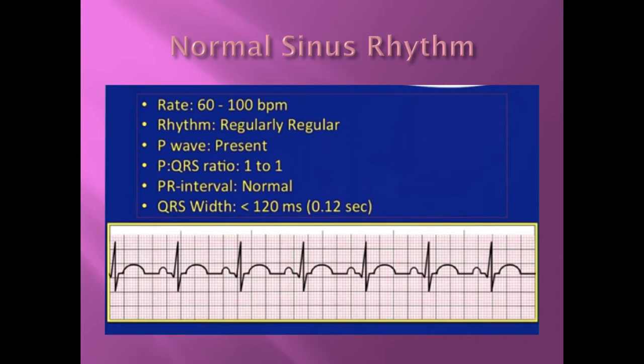All right. Rhythm, regular. So are we seeing the same rate between each of the R waves, the QRS complexes? Is there a P wave present? Is there a P wave married to every QRS wave? So we need a P wave for every QRS, and here that's obviously the case. Is the PR interval normal, meaning, is it less than 0.2 seconds, right? And is the QRS width normal? Is it less than 0.12 seconds?